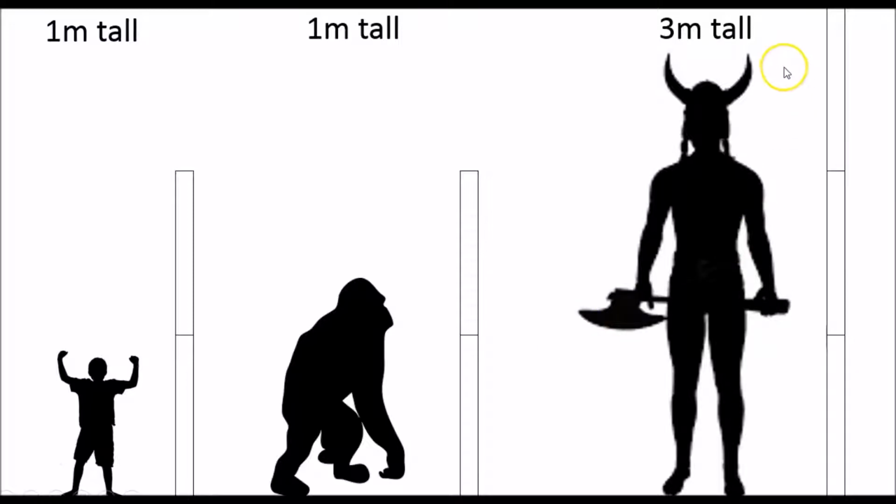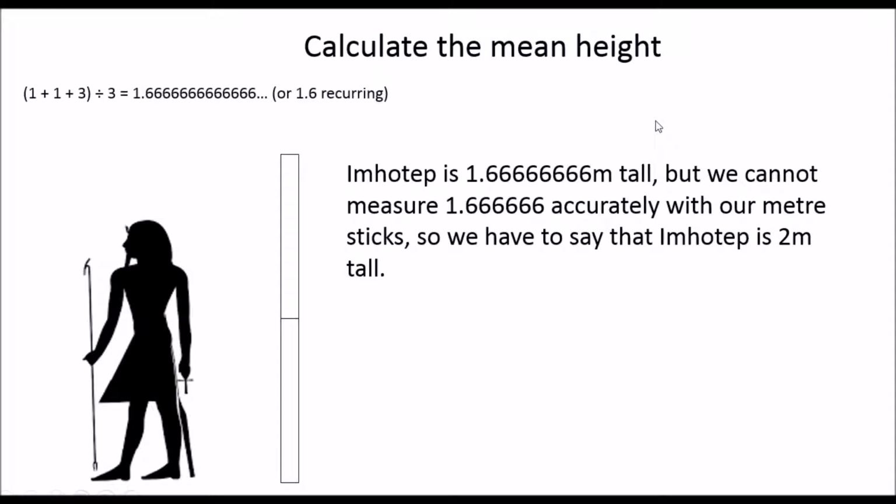And then this Viking is 2 and a bit meters tall, and the extra bit is almost 3 meters. So according to our meter sticks, this Viking is 3 meters tall. So we have 1, 1 and 3. If we calculate the mean of those, we do 1 plus 1 plus 3, divide that by 3, we'll get 1.66666, 1.6 recurring, okay? So the answer is 2 significant figures.